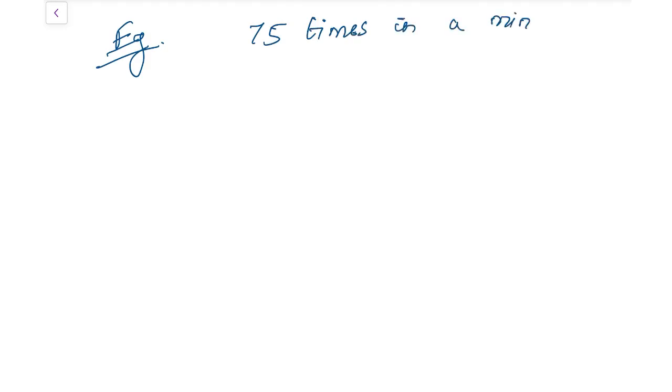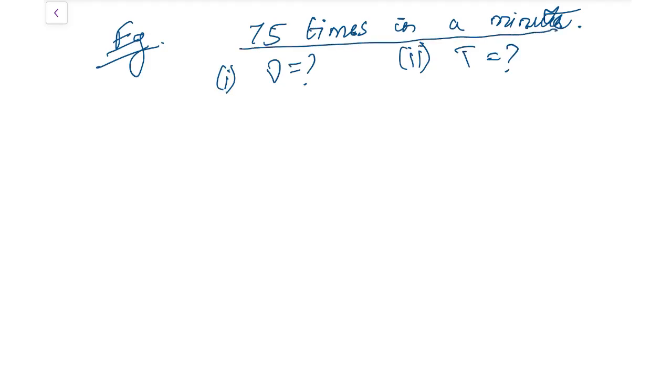Now let's try a simple problem. On an average, a human heart is found to beat 75 times in a minute. We are asked to calculate two things: frequency and, secondly, the time period. If you look carefully, we are already given the frequency, but it is given per minute, not per second. So we need to simply convert this quantity into seconds.